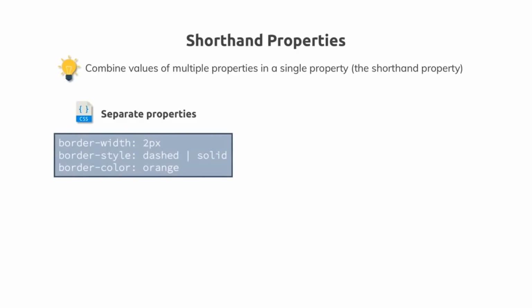We got some separate properties, let's say. Border width, style, and color. This is what we already saw. And style is either dashed or solid, let's say. Now, of course, there are other options too, like dotted. You can always find all available options in the MDN reference for that property. But these are the individual properties that allow you to construct a border.